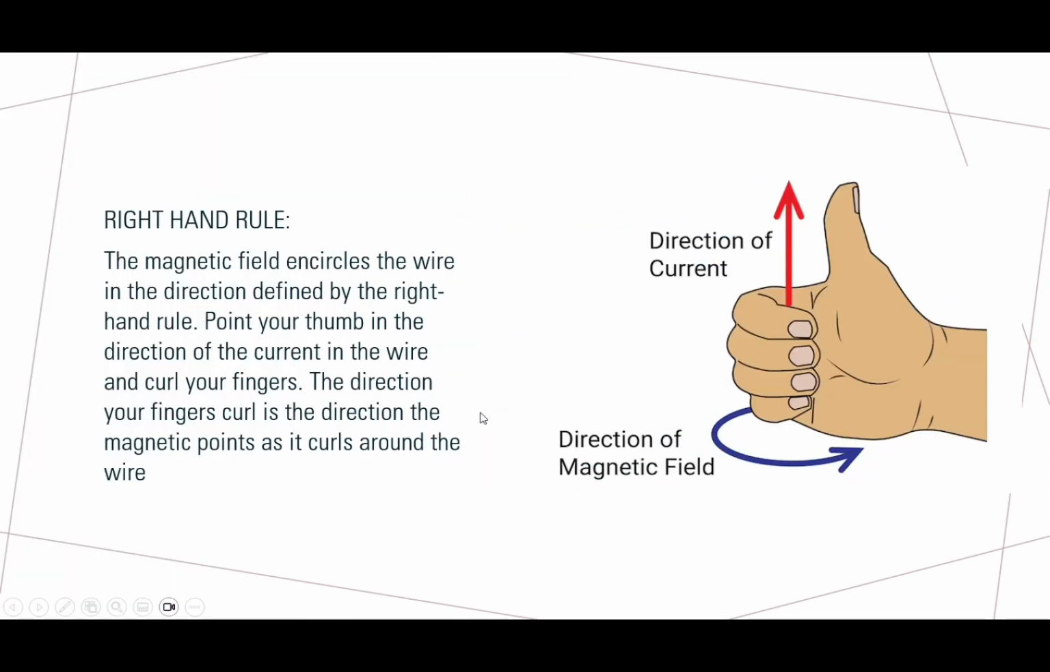So this is the right-hand rule. The magnetic field encircles the wire in the direction defined by the right-hand rule. Point your thumb in the direction of the current in the wire and curl your fingers. The direction your fingers curl is the direction of the magnetic field as it curves around the wire. This is a diagram that shows how you use the right-hand rule.